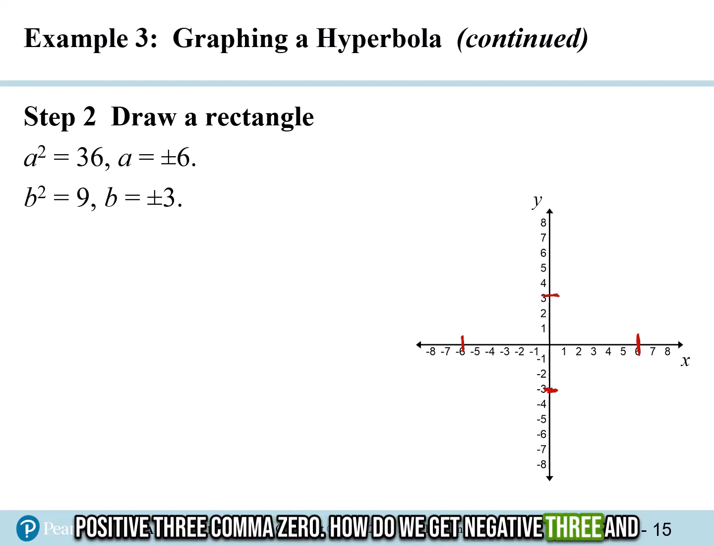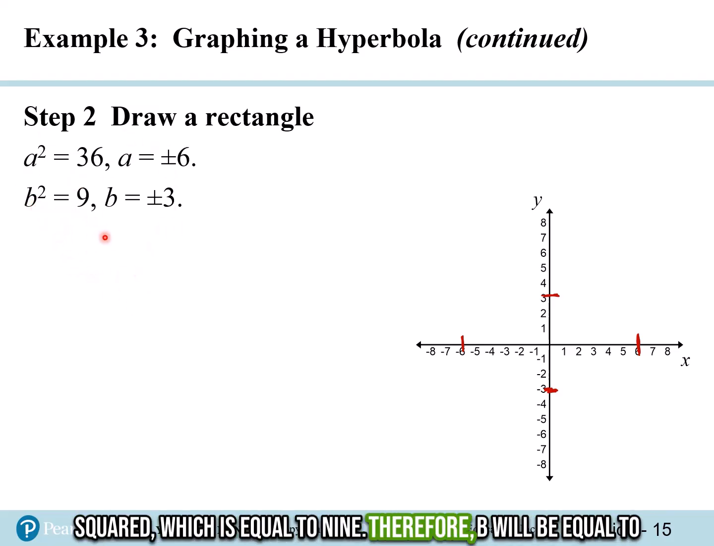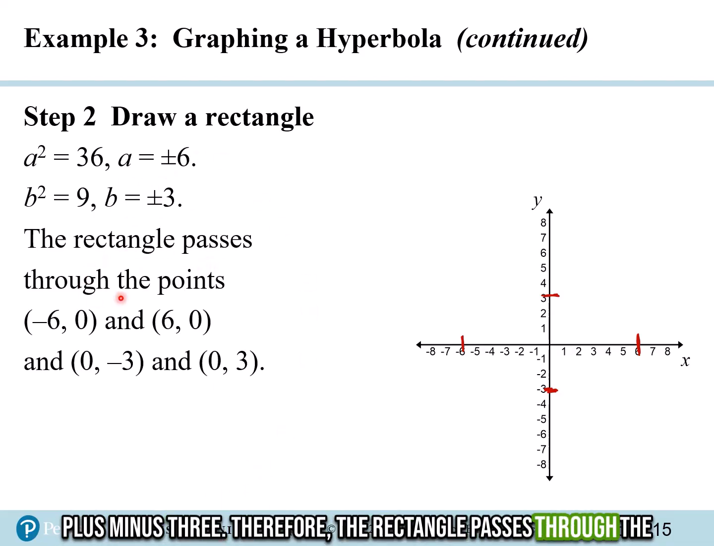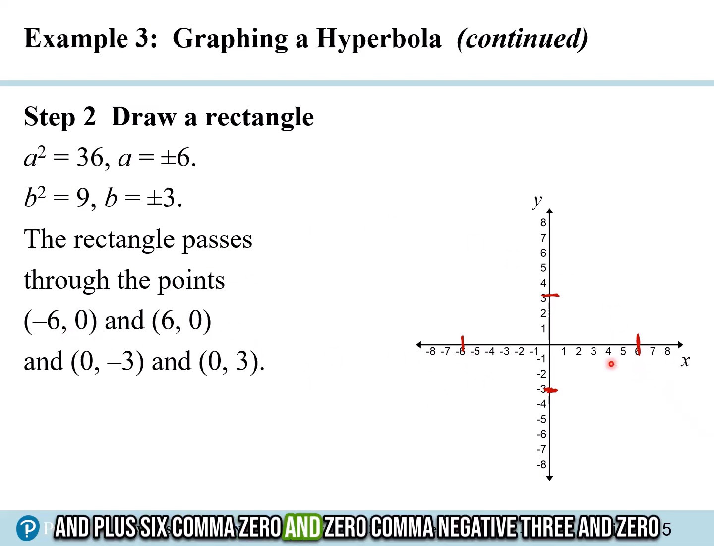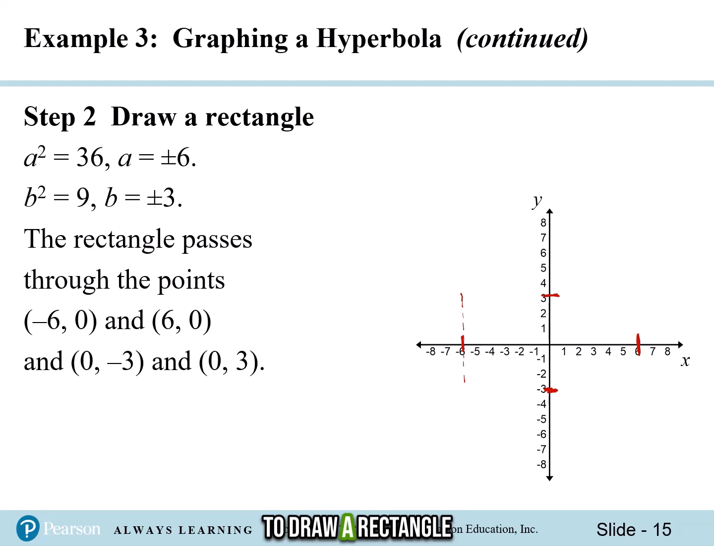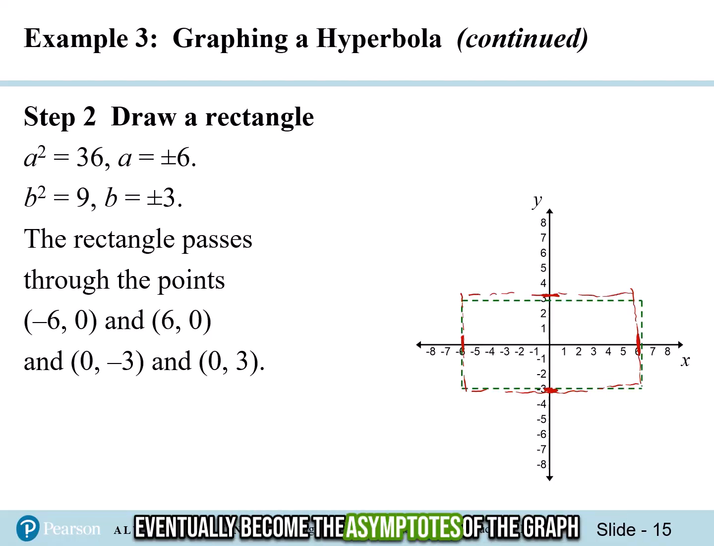How do we get negative 3 and positive 3 on the y-axis? By considering the value of b squared, which is equal to 9. Therefore, b will be equal to plus minus 3. Therefore, the rectangle passes through the points minus 6, 0 and plus 6, 0 and 0, negative 3 and 0, positive 3. We have to connect these points. We have to draw a rectangle through these points with a dashed line, and the diagonals of this rectangle will eventually become the asymptotes of the graph.